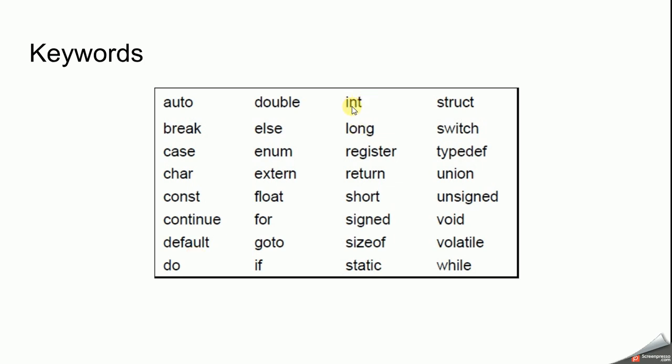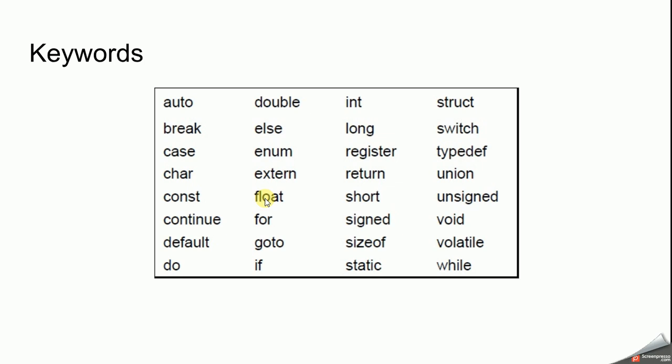So one is int, to declare any variable as an integer. There is another keyword called float. Using this, we'll be creating float variables, that is, we will declare some variable as float so that it can store float values. So this is the basic understanding of a keyword. By using a keyword, we give an instruction to the compiler to do this thing. The meaning of the word is already there in the compiler.